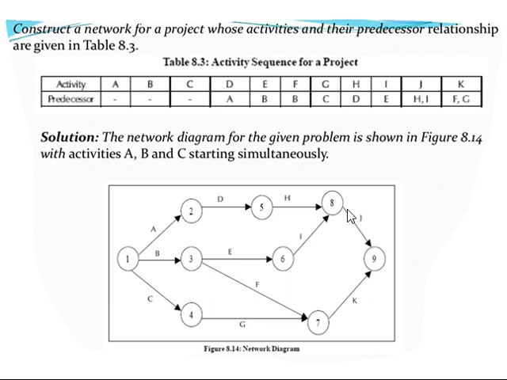Once you have constructed your network diagram, you have to observe it carefully with respect to the numbering of node or event numbers, and the representation of the activities and their precedence relationships. For activity D, the precedence is A; for activity E, precedence B; for activity F, precedence B; for activity G, precedence A. We need to look at it carefully. Then dummy activities, we should look after those carefully.